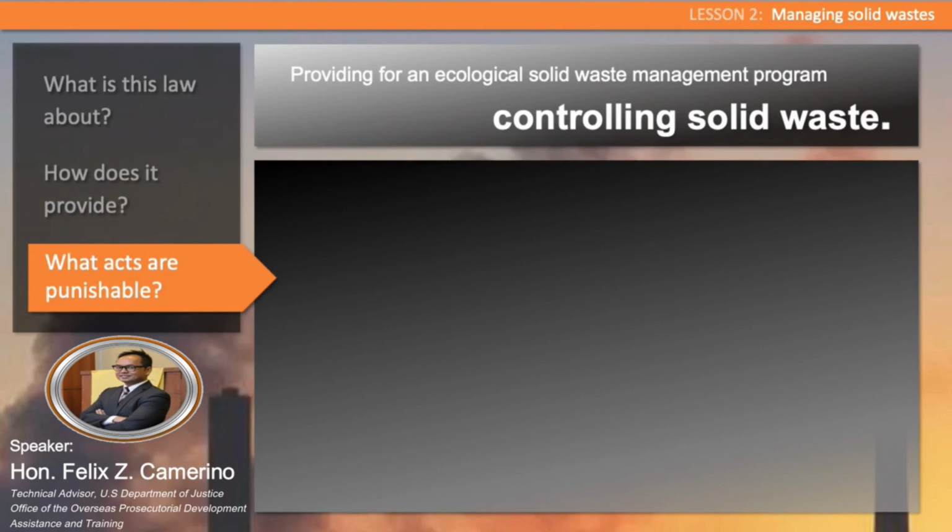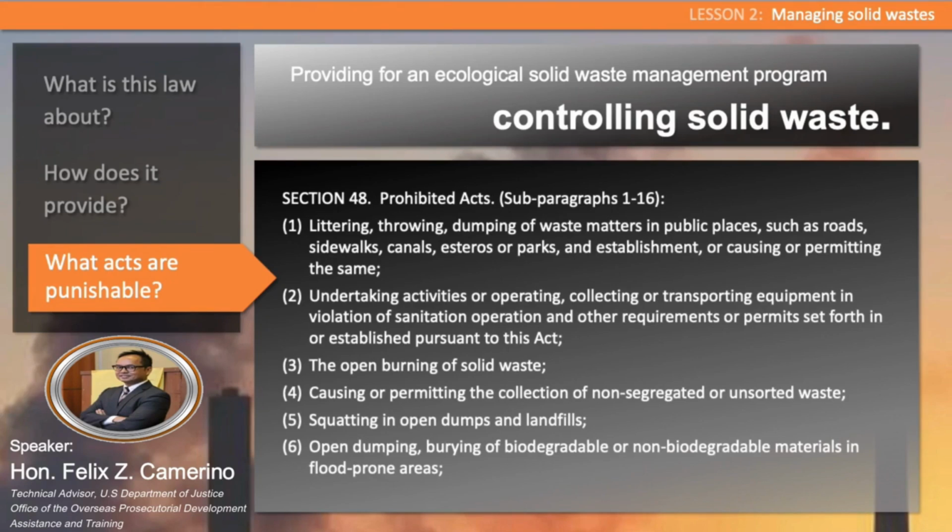Now, looking at the punishable acts, these provisions under Section 48 seem easy enough. They're very easy to read, they're very short, and there's only 16 of them. So it looks like an easy task to determine what the elements might be for each one of these provisions. It certainly seems that way, doesn't it? But let's just quickly glance at them. What we're seeing right now is 6 of the 16.